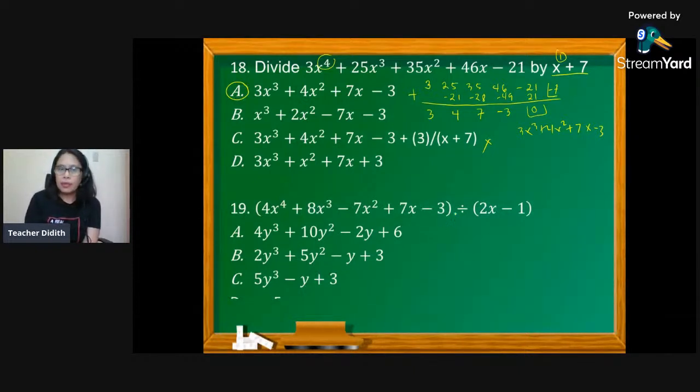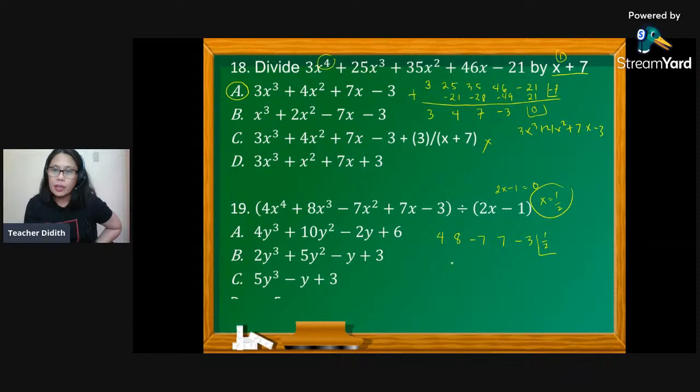And then we'll do the same manner how we worked on number 18, no? So, that's synthetic division. Okay. So, we have here 4, 8, -7, 7, -3, and then 2x minus 1 equals 0. Therefore, x is 1/2. Okay, 1/2 si x.